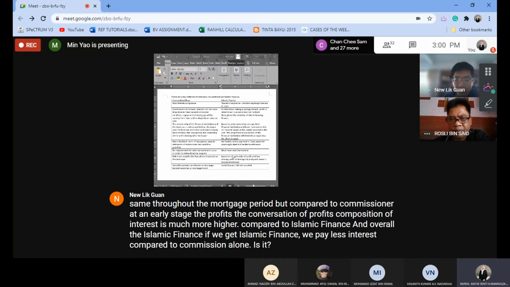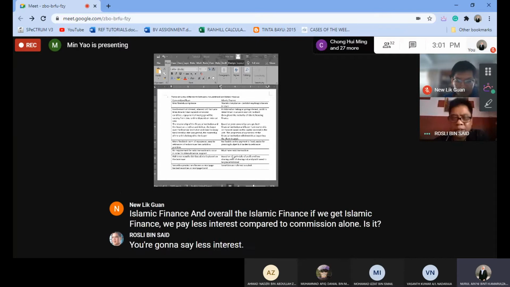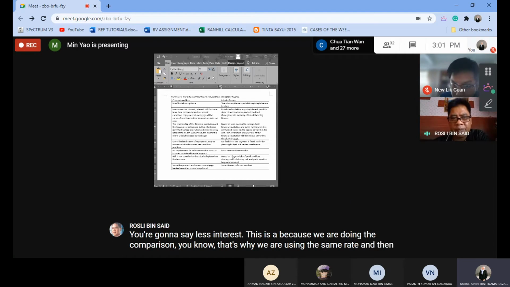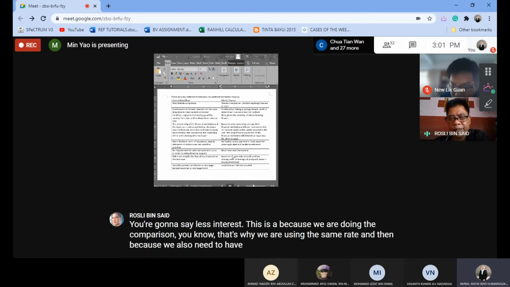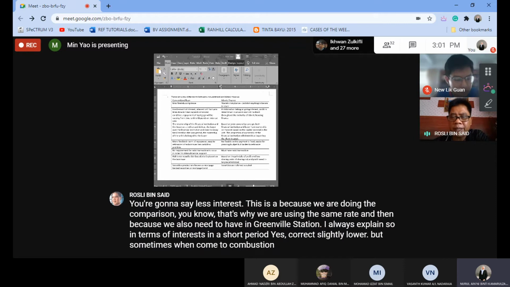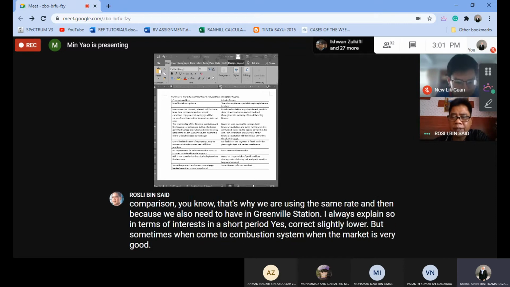Is it? You cannot say less interest. This is because we are doing the comparison, that's why we are using the same rate. And then we also need to have a win-win situation, like I always explain. So in terms of interest in actual practice, yes, correct, slightly lower. But sometimes when it comes to the conventional system, when the market is very good, sometimes the interest rate is much lower than Islamic finance.